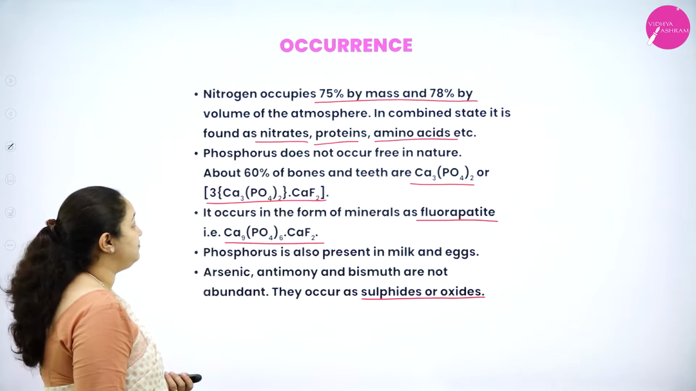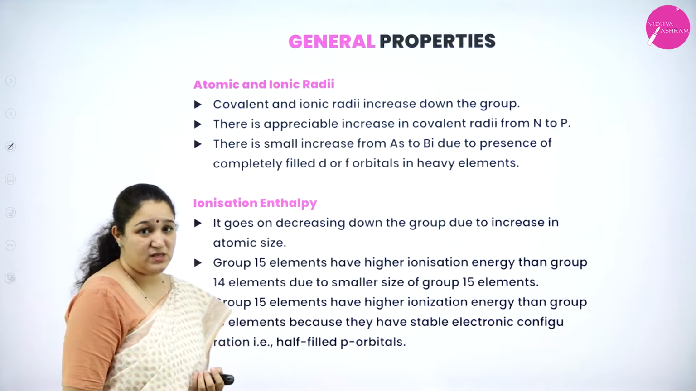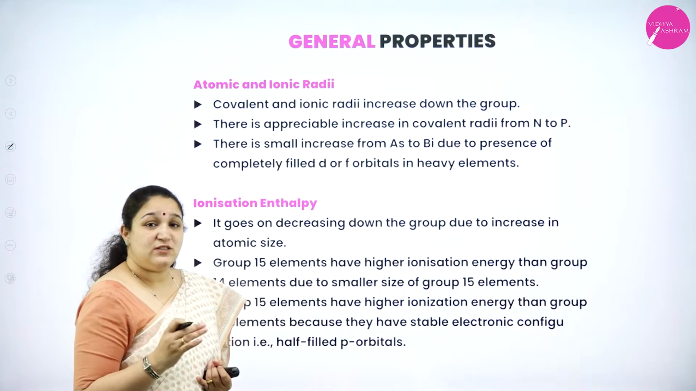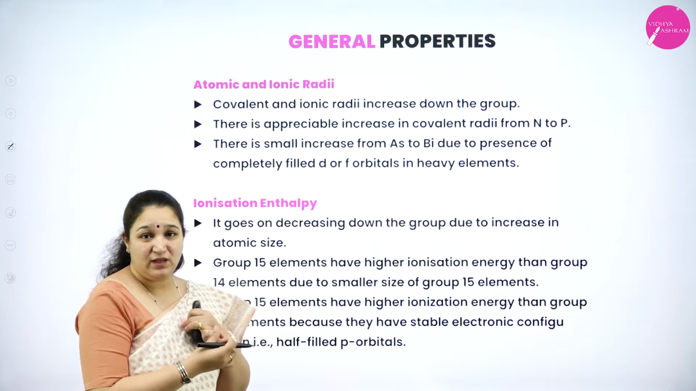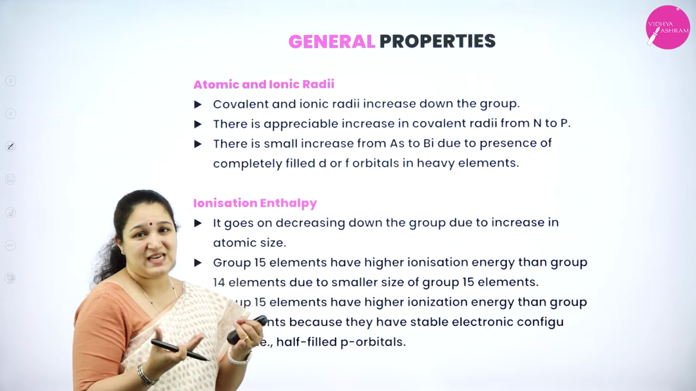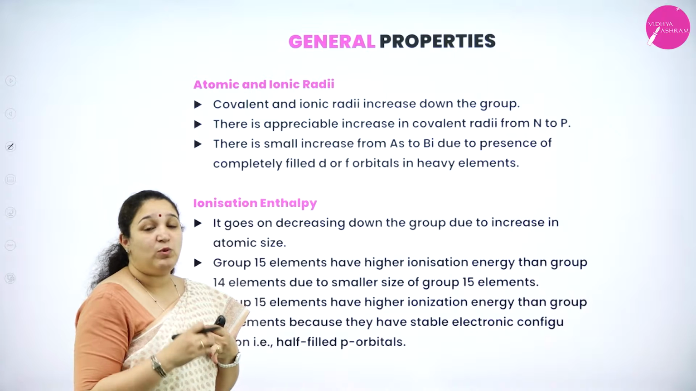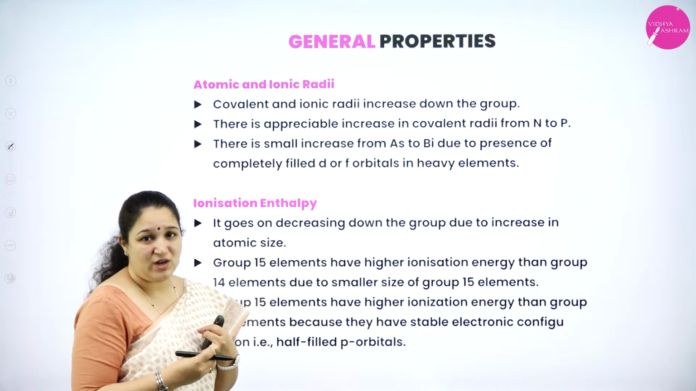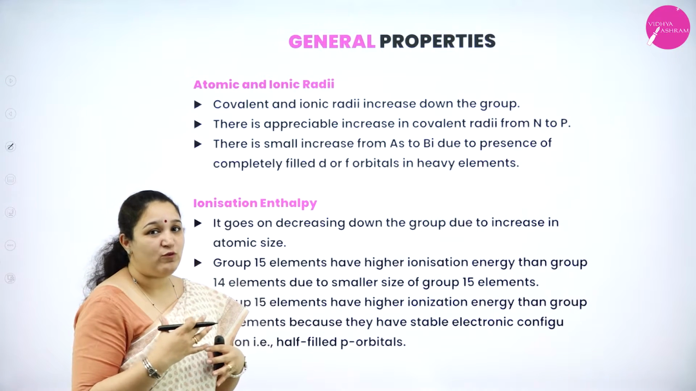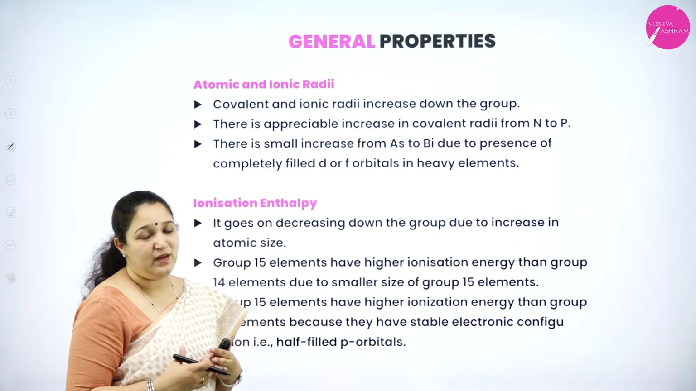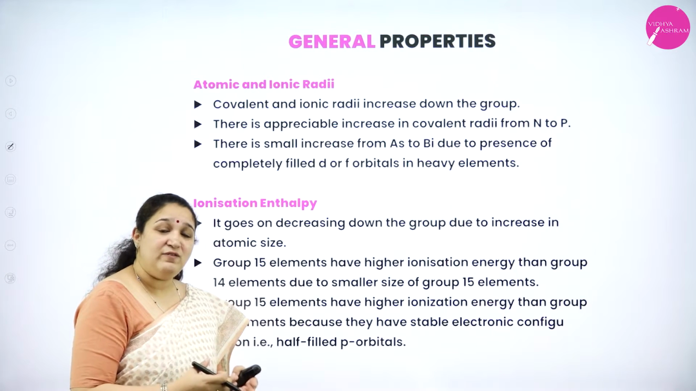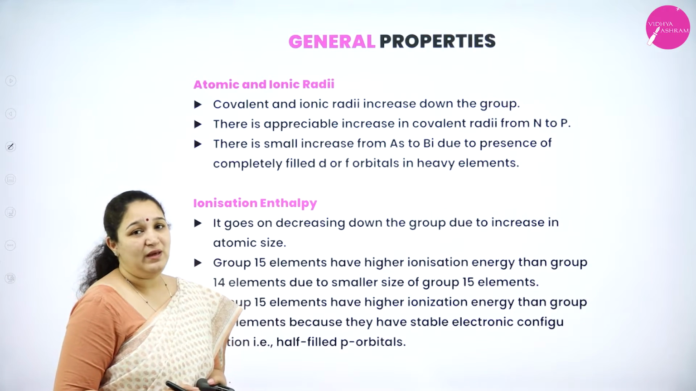Next we are going to the general properties. General properties you will be studying for every group. Which are the general properties? You will be learning about the atomic radii, covalent radii, ionic radii or the atomic size. Then ionization enthalpy or ionization energy, then electronegativity, and if there are any allotropic forms, then you will be studying the allotropic forms as well. Then the oxidation state, then we will go into the chemical properties.